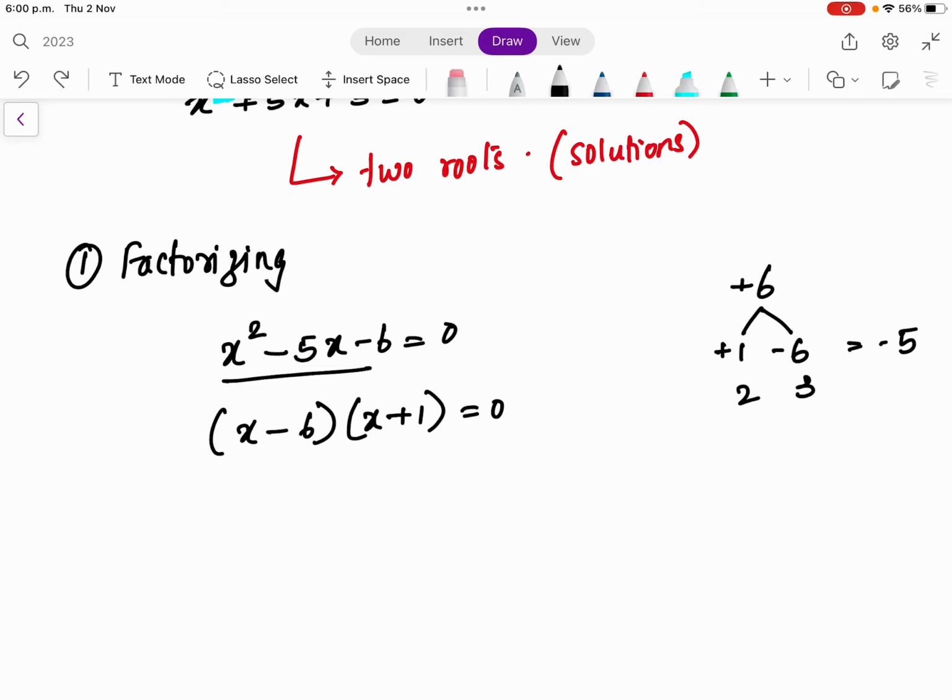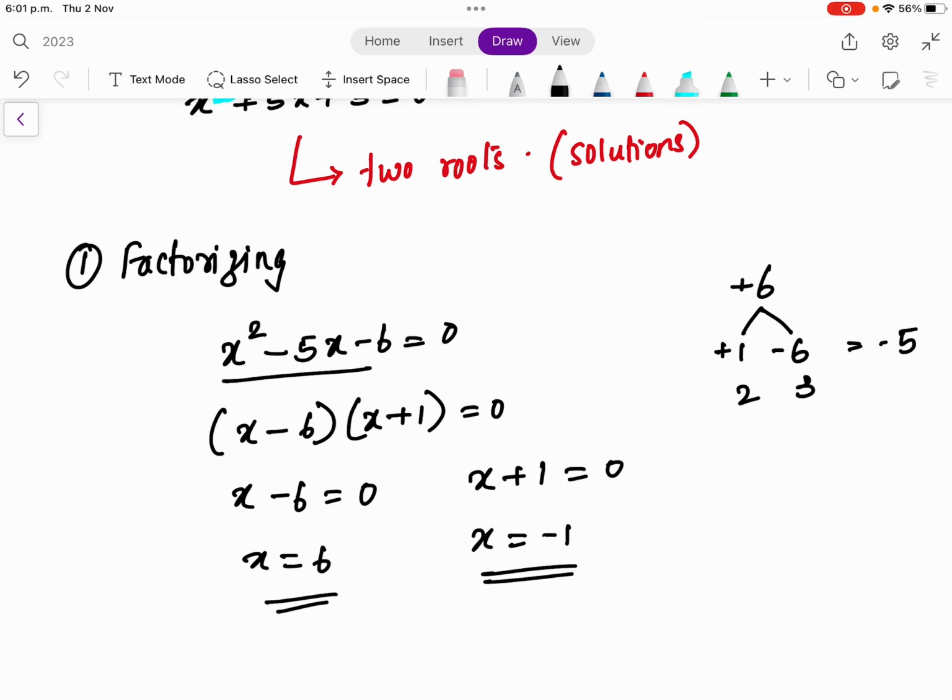So I can write it as x minus 6 and x plus 1, and then I can put this as x minus 6 is equal to 0 or x plus 1 is equal to 0. So x is equal to 6, x is equal to minus 1. So this is how we find the solutions.